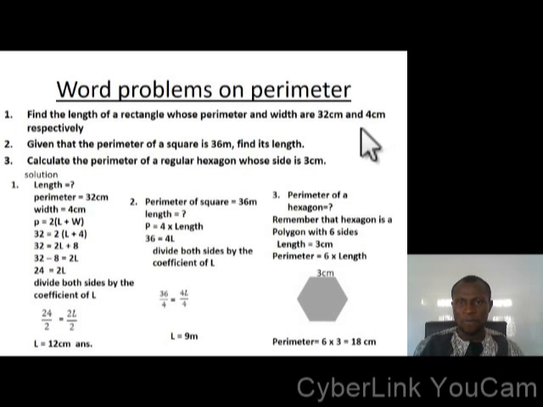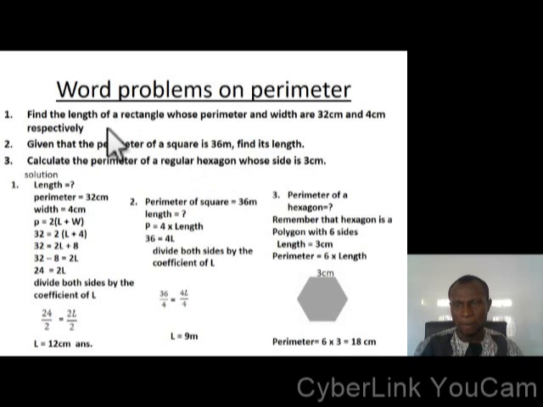All right, so for us to get this done, let's also identify some other questions there. Number 2 says, given that the perimeter of a square is 36 meters, find its length. Then number 3, calculate the perimeter of a regular hexagon whose side is 3 centimeters.